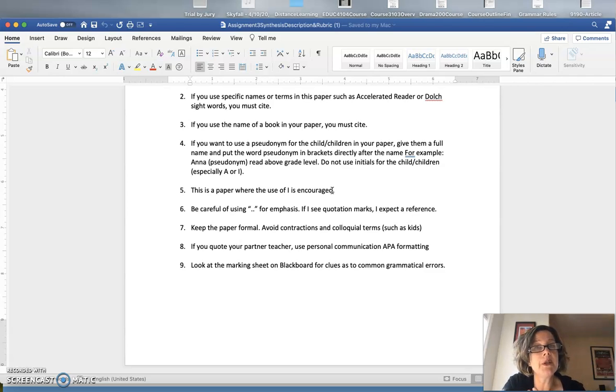Be careful of using quotation marks for emphasis. If I see quotation marks, I expect a reference because I'm assuming that with quotation marks, you are using somebody else's words. So figure out how to emphasize your text without actually using quotation marks, because that's a colloquial use of quotation marks, not an academic use. Keep the paper formal. Try to avoid contractions, can't, wouldn't, didn't, and colloquial terms. So kids, kiddos.